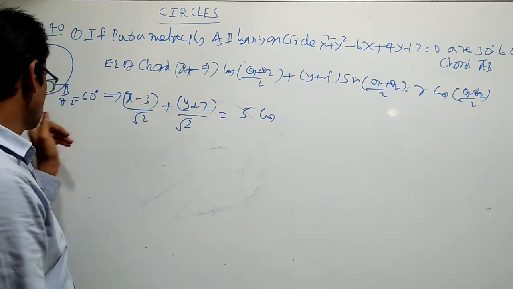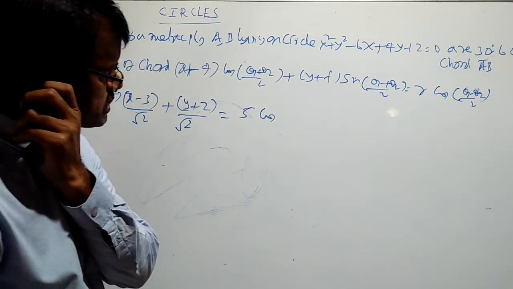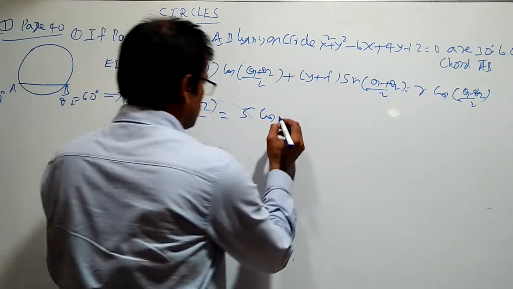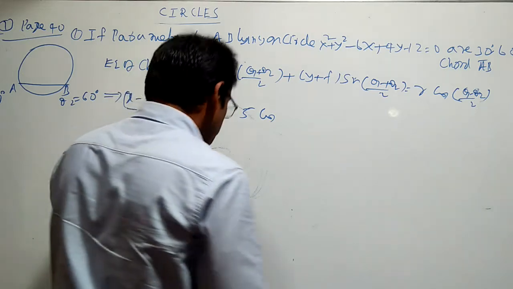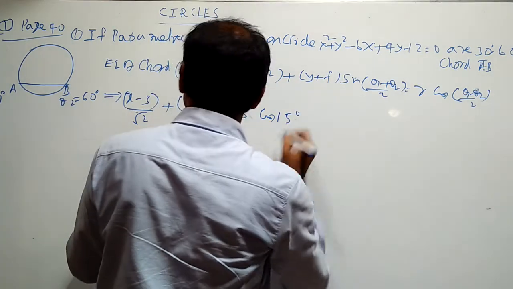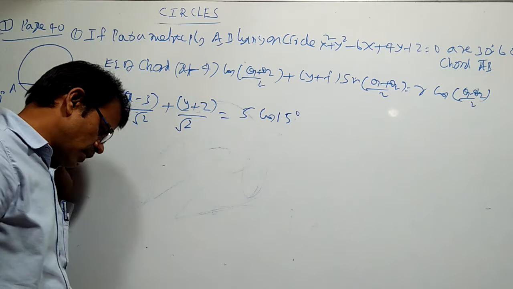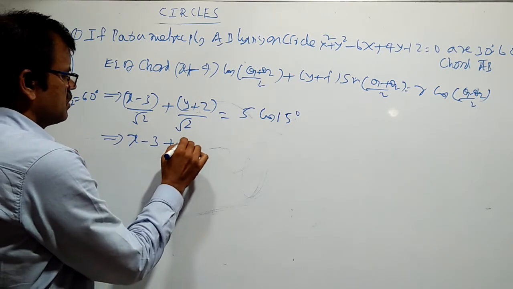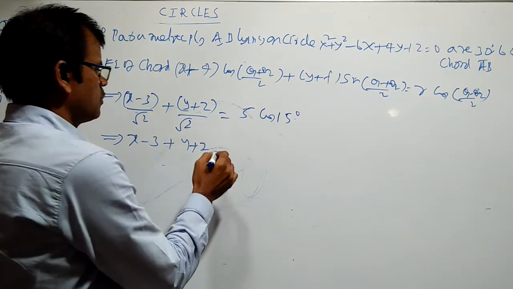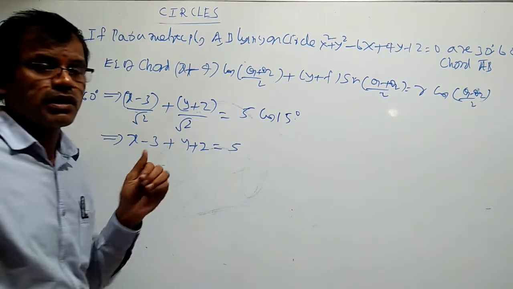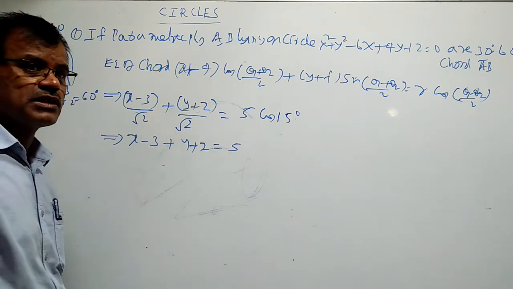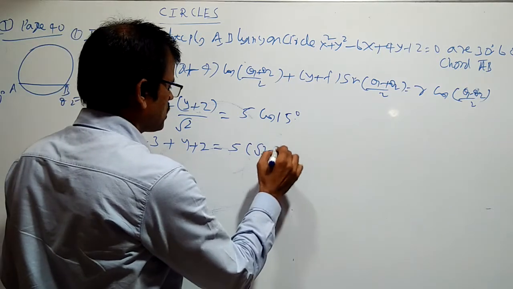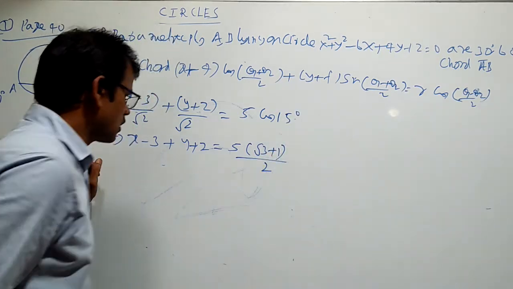So what is the value of theta 1 minus theta 2? 30 minus 60 means minus 30. There will be no effect of the minus sign for cos of minus 30, so half of it, cos 15 degrees. That implies we got (x minus 3 plus y plus 2) by root 2. Students, you should remember the formula of cos 15. What is the value of cos 15? Root 3 plus 1 by 2 root 2. So the 2 root 2 gets cancelled.